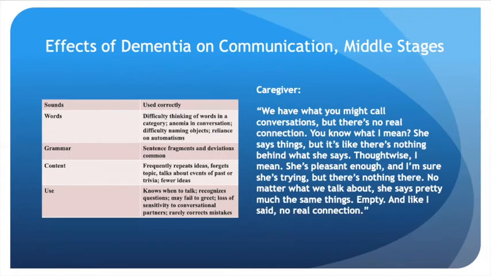Here's an example of a caregiver describing their loved one in the middle stages of dementia. We have what you might call conversations, but there's no real connection. You know what I mean? She says things, but it's like there's nothing behind what she says. Thought-wise, I mean, she's pleasant enough, and I'm sure she's trying, but there's nothing there. No matter what we talk about, she says pretty much the same things, empty. And like I said, no real connection.